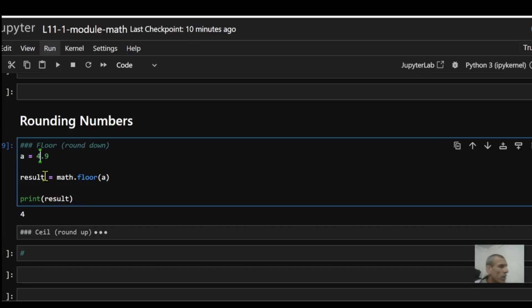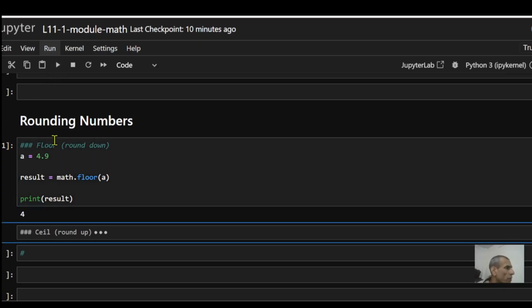What if you do 2.9 or 3.9? When you run this, it's going to print 3. So it's always going to print the rounded-down version of your decimal number.